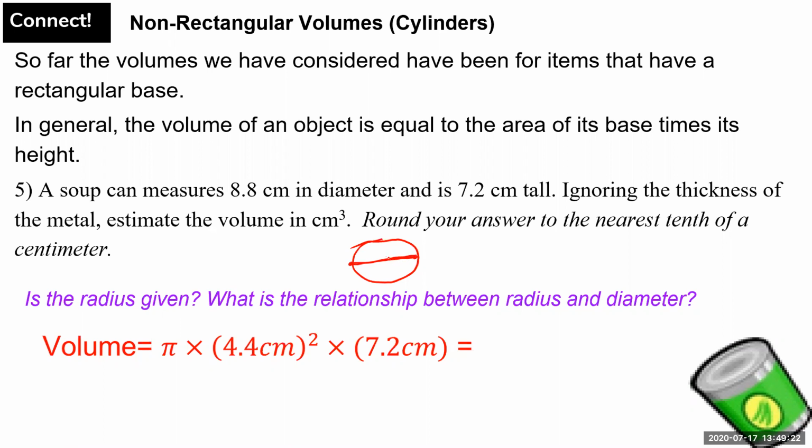Now, the radius is half of the diameter, right? So if you are given that, you have to divide that by 2 because the formula says we should use pi r squared h. We divide that by 2 and that gives us 4.4. And we multiply by the height, 7.2. And we have the final result as that. Okay, nice.